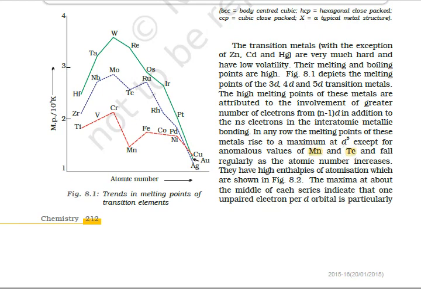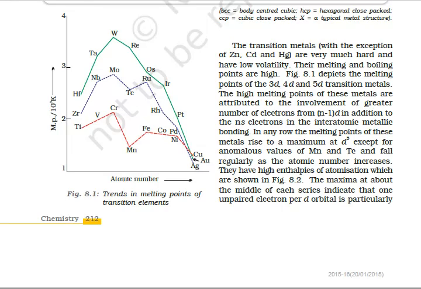Leaving manganese and technetium aside, in the case of d5 the melting point rises, which means half-filled d orbitals. They have high enthalpies of atomization, which is shown in the next graph. I will show you further.